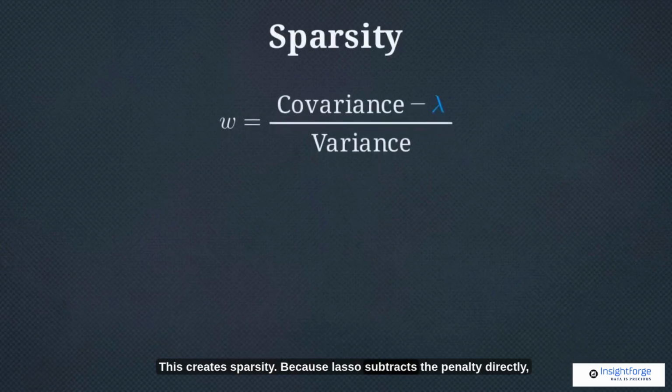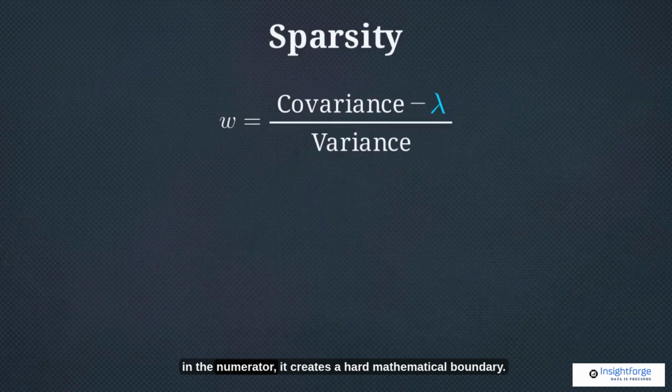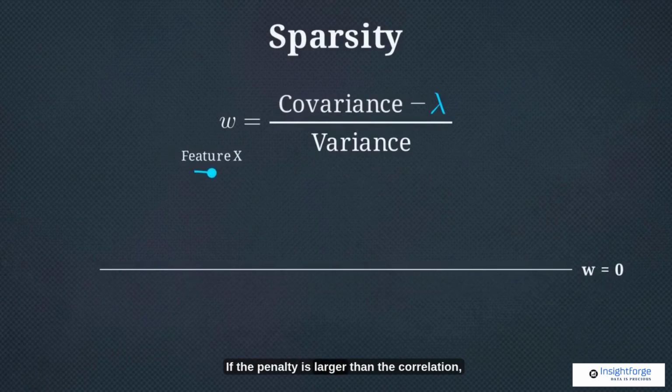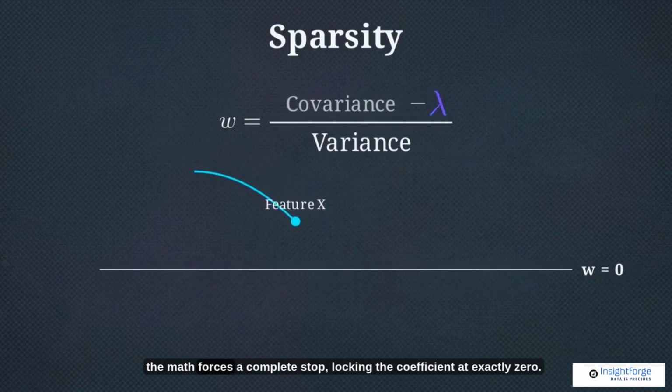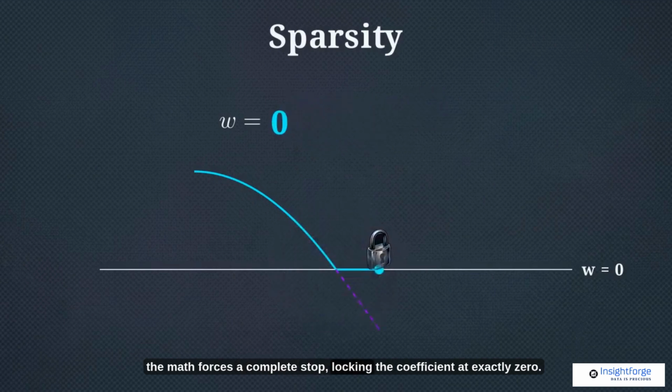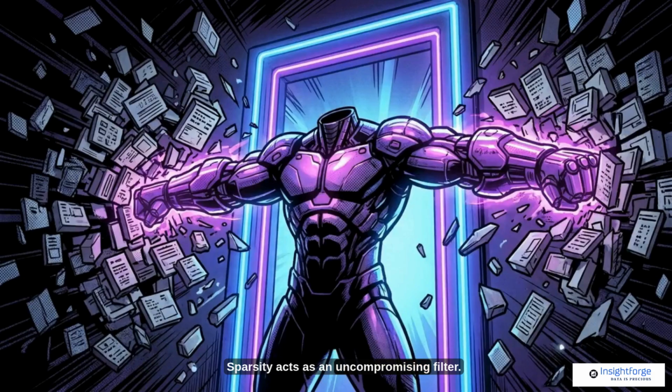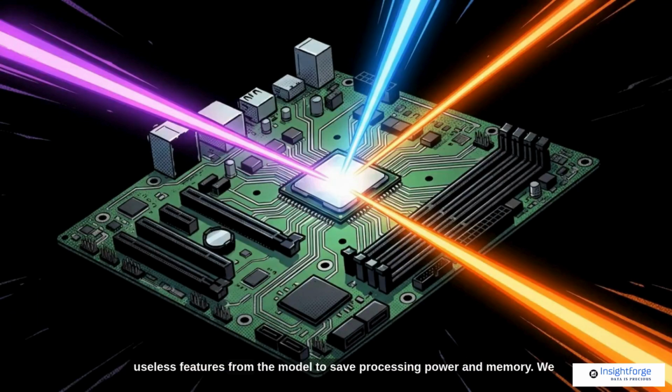This creates sparsity. Because Lasso subtracts the penalty directly in the numerator, it creates a hard mathematical boundary. If the penalty is larger than the correlation, the math forces a complete stop, locking the coefficient at exactly 0. Sparsity acts as an uncompromising filter. By forcing those coefficients to 0, Lasso permanently deletes useless features from the model to save processing power and memory.